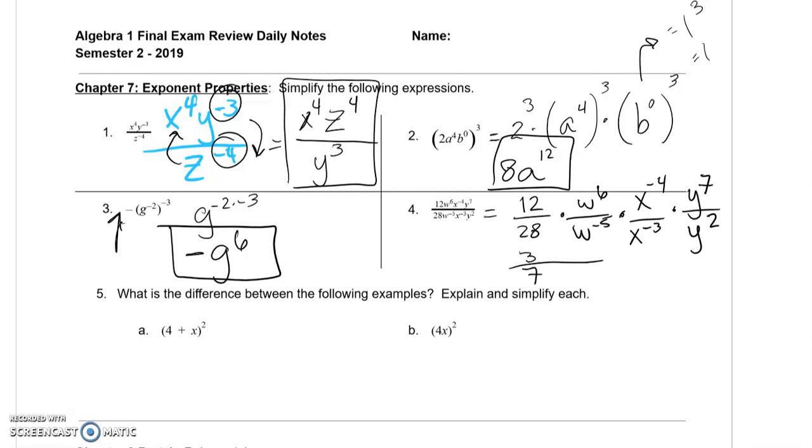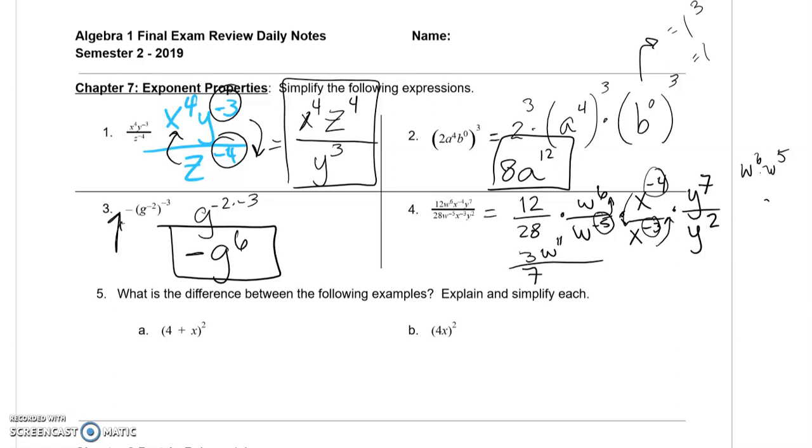For the w's, how I like to think about this, I see that negative 5th power in the denominator, which is going to move 5 w's to multiply up top. And when you do w to the 6th times w to the 5th, we add those exponents, giving us w to the 11th. For the x's, they both have negative exponents, so they're both going to flip-flop spots.